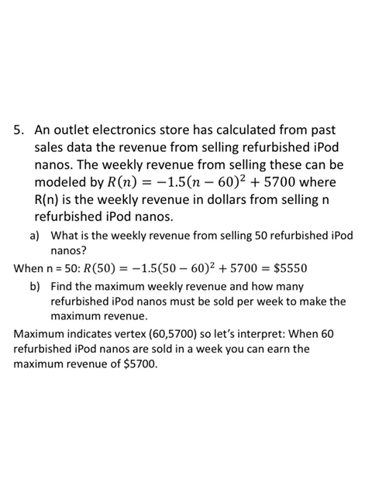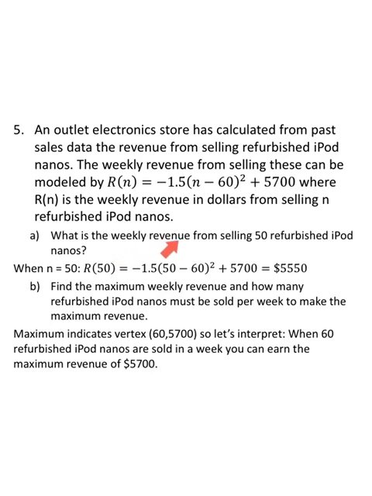An outlet electronics store has calculated from past sales data the revenue from selling refurbished iPod Nanos. Fantastic, but it doesn't really tell us anything. The weekly revenue from selling these nanos can be modeled by R of n equals -1.5 times (n minus 60) all squared plus 5,700, where R of n is the weekly revenue, that's why we use the revenue, from selling n iPod Nanos, and they are refurbished. n is the number of nanos. The output is the revenue in dollars.